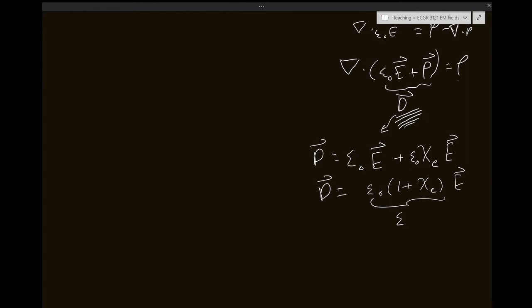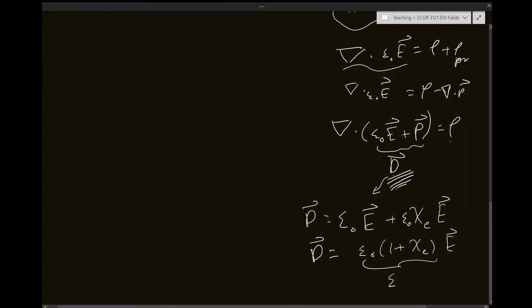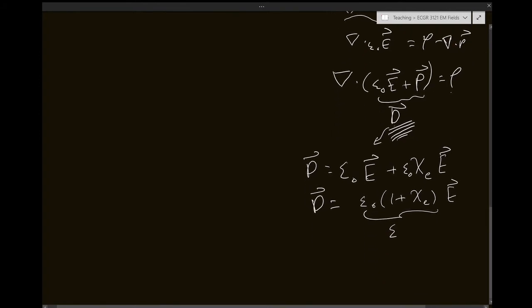So this makes things simpler. I don't have to worry about P anymore. I don't have to worry about bound charges anymore. Though P and all the bound charges are already rolled into D, right? And I just have to utilize the simple formula D equals epsilon E.